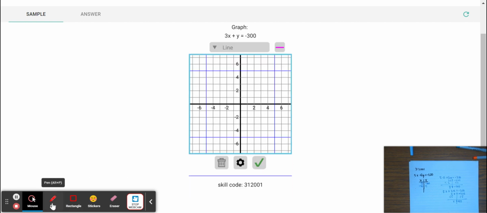Okay, those are essentially the 2 kinds of problems for 312001. You just have to be careful, watch your signs, take your time.